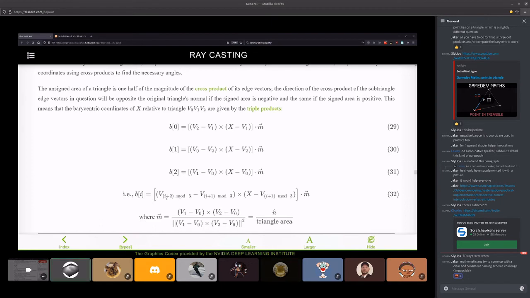So does anyone want to give a shot at explaining? Oh, is this just saying the B index is i plus 2 minus i plus 1, rounding or modulo 3 so that it wraps around?